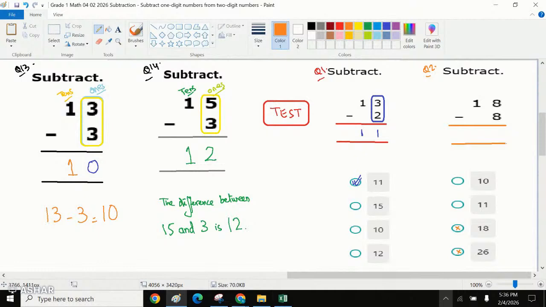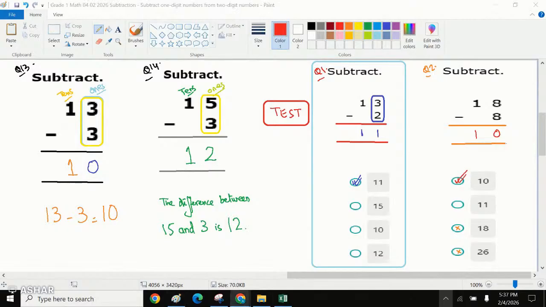18 minus 8 should be equal to, yes, thank you. It should be 10, right? Thank you. This was 0 and this was 1. Okay. So what we are doing is we are subtracting a single digit number from two digit numbers. Okay. Let's have a look at the next question. Question number 3.